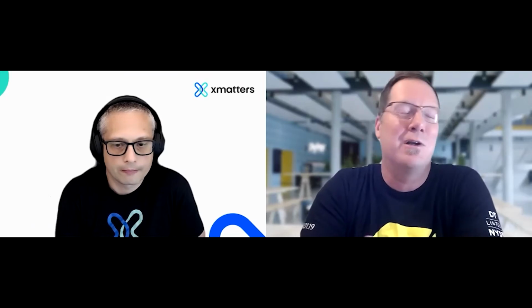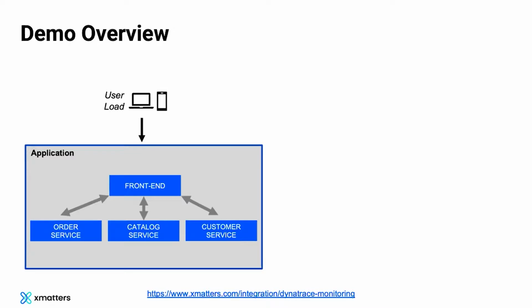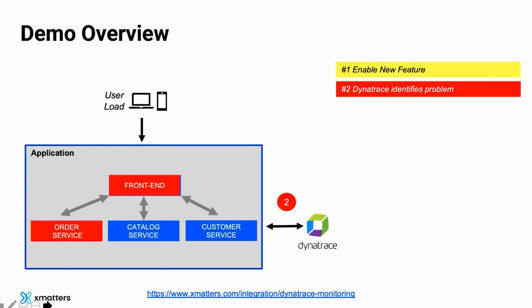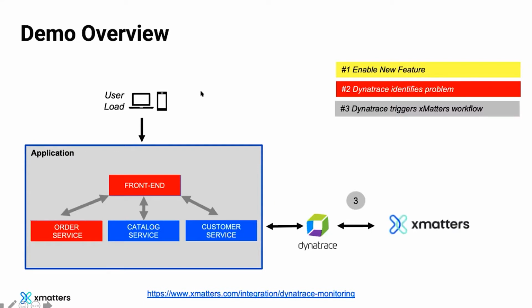And so with that, maybe a good segue to Eric, who can talk about what we're going to demo today. All right. So today in our demo, we actually have an application running. It's running in a Kubernetes cluster for this demo, and it has various services in it. You'll see there we have a front end with 2 or 3 services behind it. And in the demo, I've actually already enabled a new feature, which is going to cause an issue in the order service, which then also affects that front end service.